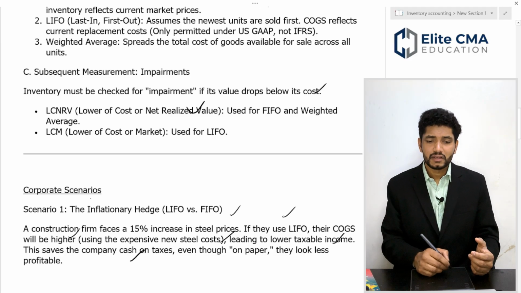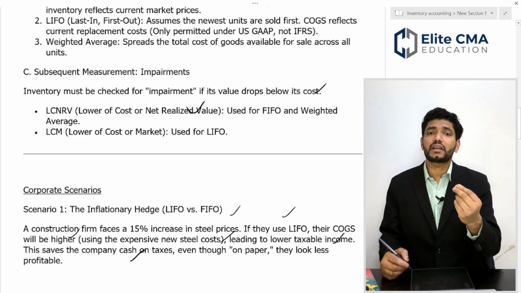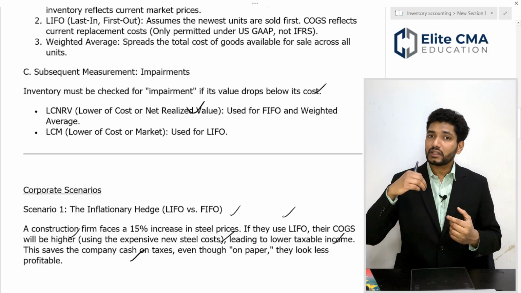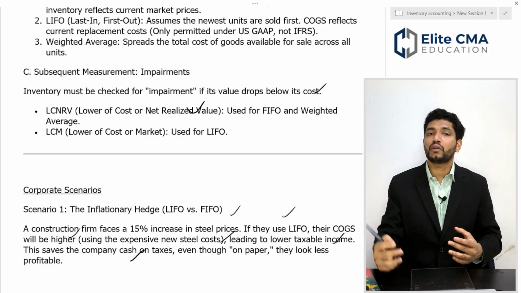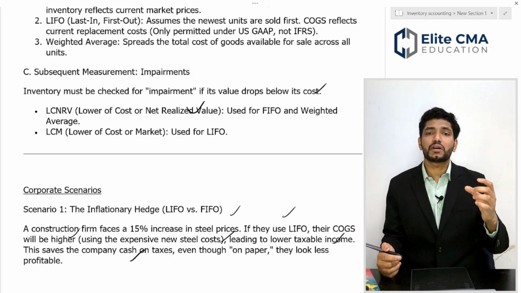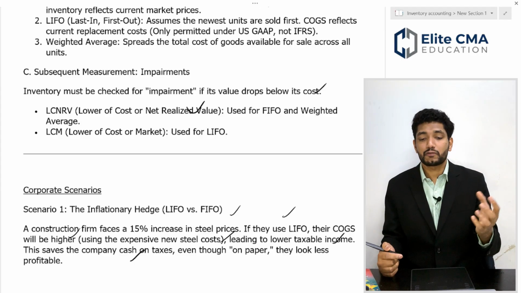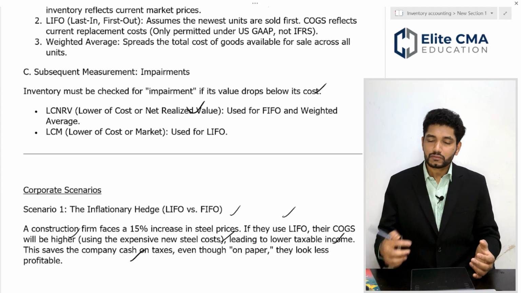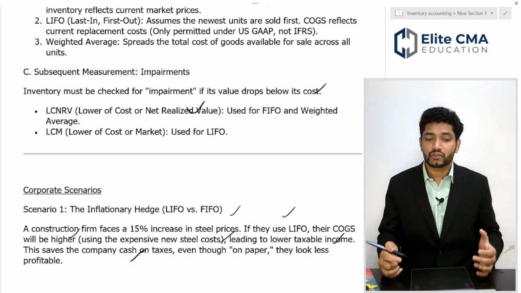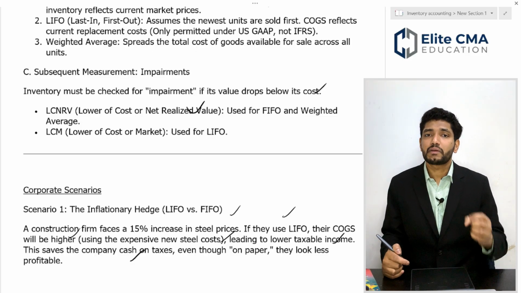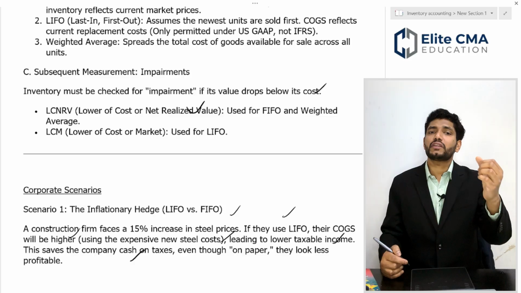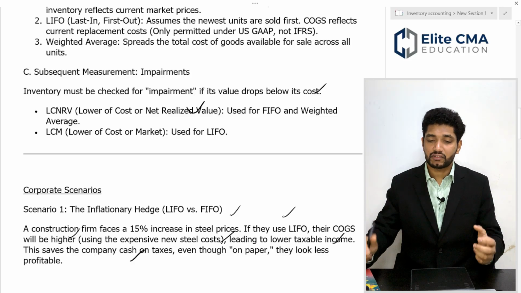So if this company is using the LIFO method, last in first out, they will have a big cost of goods sold and report a lower gross profit. This helps the company save on its tax liability, because if you generate lower profit, you have to pay only a lower level of tax.